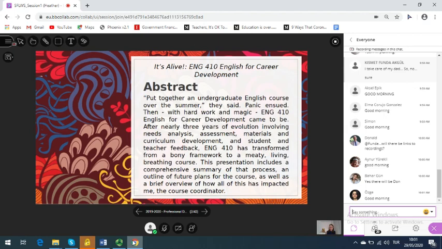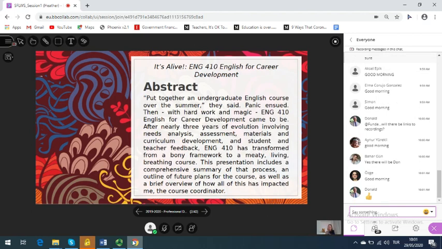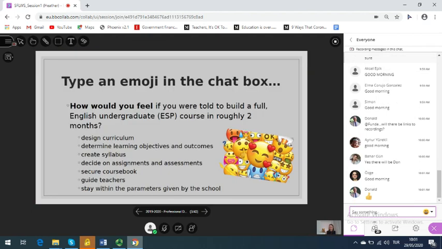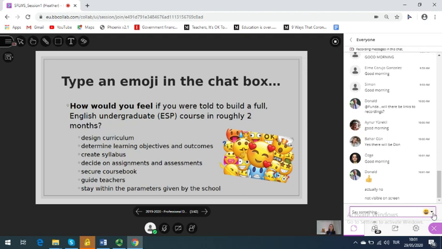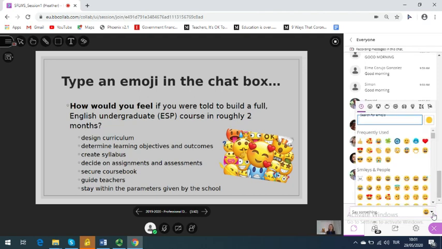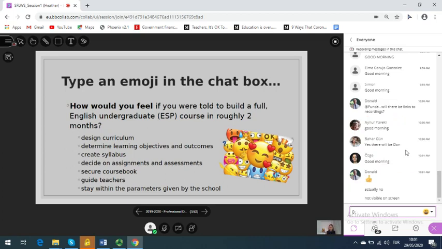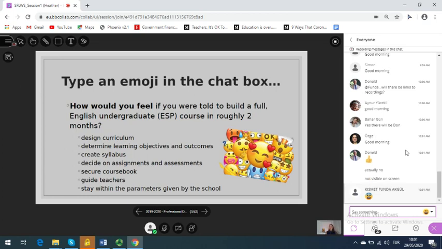So you can see my abstract right there on the screen. You read it already. And before we get started, I just want to get your ideas. It's really related to what happened with the ENG 410. So go ahead and type an emoji in the chat box that represents how you would feel if you were told to build a full English undergraduate course in about 2 months. This means and includes designing a curriculum, figuring out the objectives, doing the syllabus, arranging the assignments, assessments, getting a course book, giving teachers directions, but also staying within the guidelines and parameters of the school.